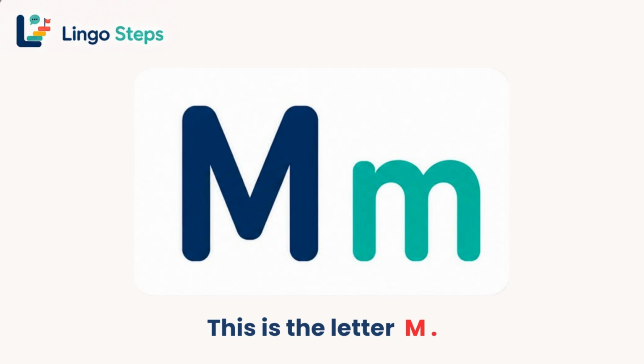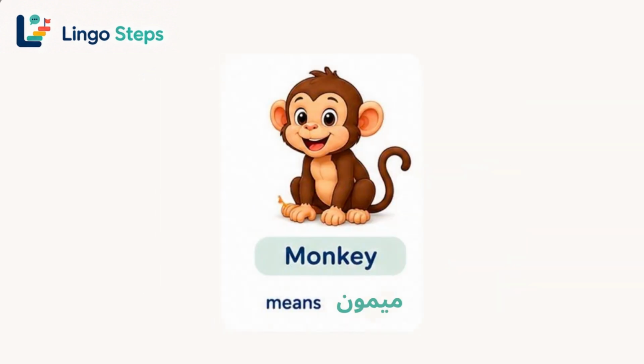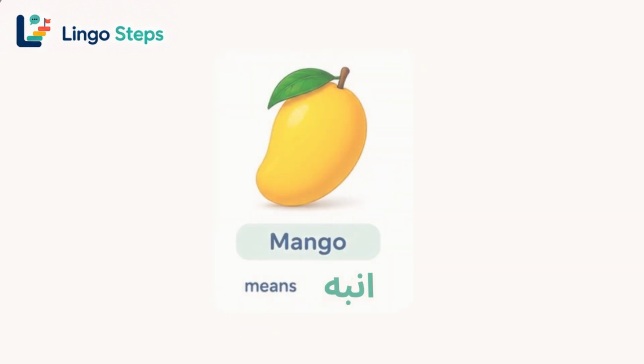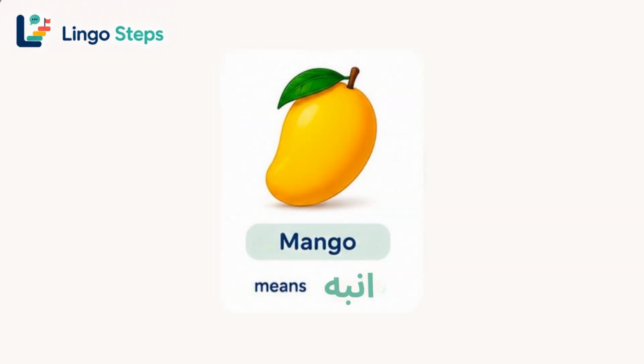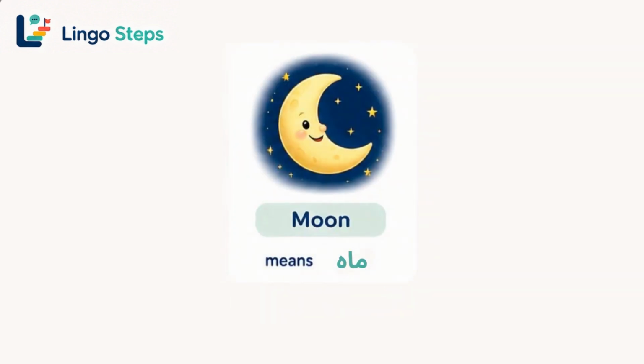Repeat. M. Monkey. Repeat. Monkey. Monkey یعنی میمون. Mango. Repeat. Mango. Mango یعنی انبه. Moon. Repeat. Moon. Moon یعنی ماه.